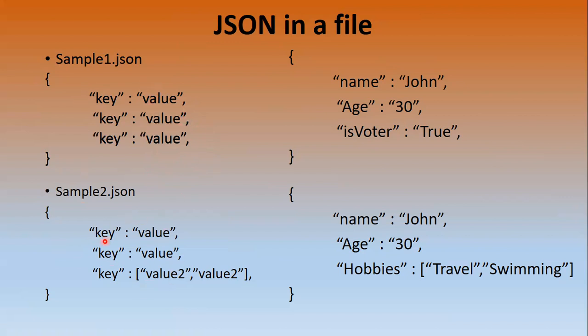And see sample two, the first two keys are normal, holding name and age, whereas the third key is an array of strings holding travel and swimming as the hobbies. So we know that an array can hold multiple values of the same data type. Travel and swimming are the same data type, which is string, and it is holding both of them.